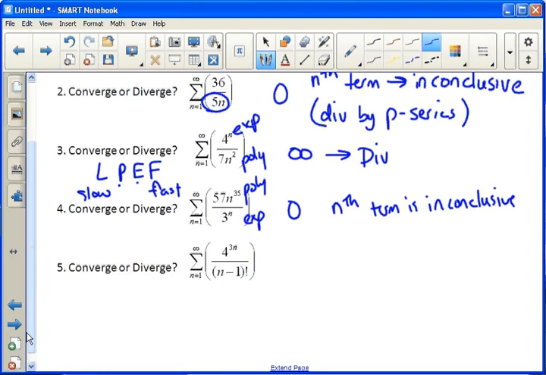Number 5, when we take the limit, we also get 0, because on top we have an exponential, and on the bottom we have a factorial. Factorial is faster. That means the bottom is faster, so the limit is 0. So once again, the nth term test is inconclusive. We'll learn some tools that will help us figure out whether it does diverge or converge later on, but we don't know any right now.